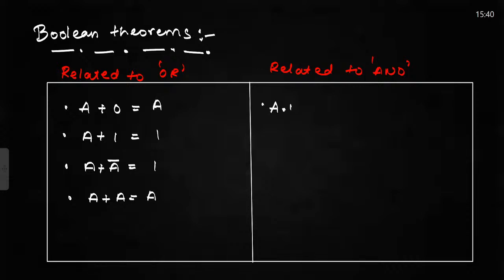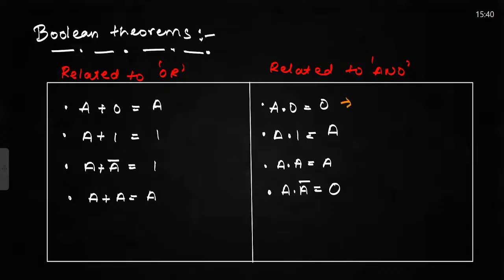A and 0 will give me 0, A and 1 will give me A, A and A will give me A, and A and A bar will give me 0. So now let us understand this one by substituting different values.